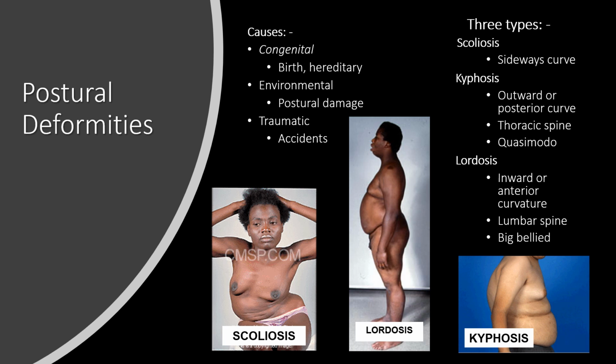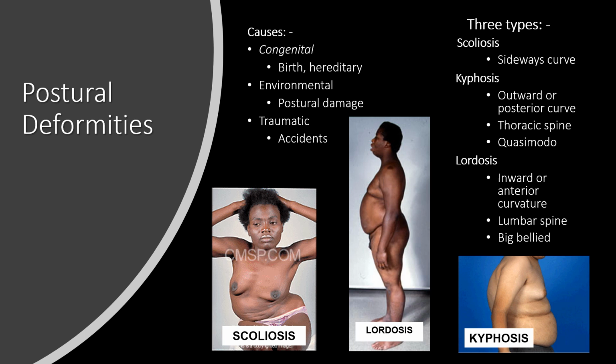Kyphosis is Quasimodo. This is where you have a posterior curvature of the thoracic spine. So it's always the thoracic vertebrae. It's an outward or posterior curvature. So if you think of the back of the body being the posterior part of the body and the front of the body being anterior, this is a posterior curvature of the thoracic spine, also known as Dowager's hump. But it's always in the thoracic spine and it's always posterior. So that's kyphosis.